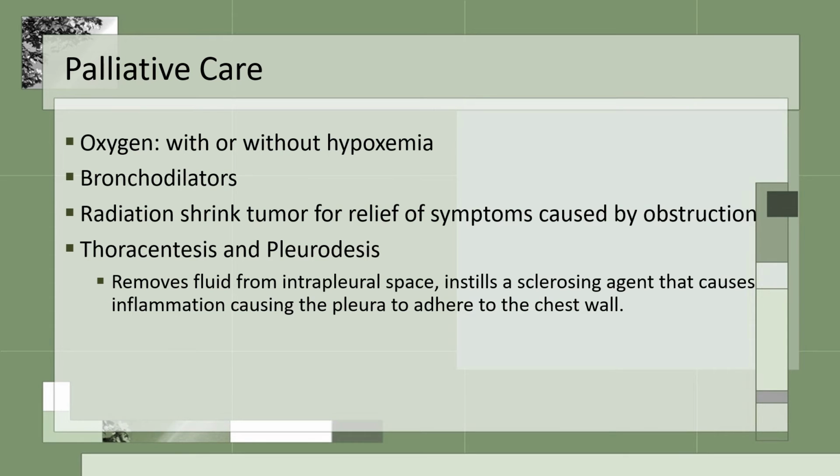They also may have thoracentesis and pleurodesis. They remove the fluid from the interpleural space. They instill a sclerosing agent that causes inflammation, causing the pleura to adhere to the chest wall so that the pleural space isn't repeatedly filling up with fluid.